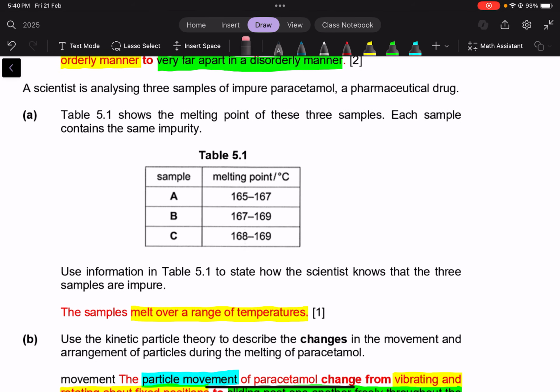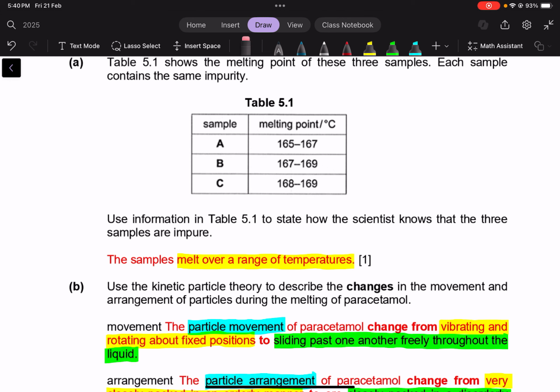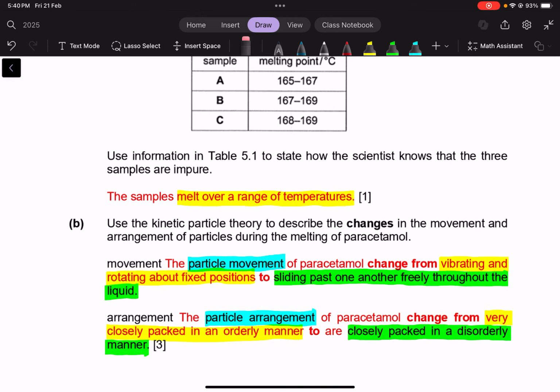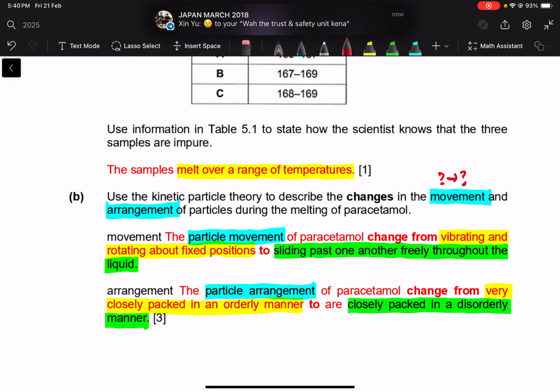For question 5A, a lot of you managed to point out that they melt over a range of temperature, or you can simply say that the melting point is not fixed. I'm glad most of you are able to point that out. For here, same thing as just now: movement and then arrangement. For the first state, movement changes from what to what. Then arrangement changes from what to what. Similar logic.